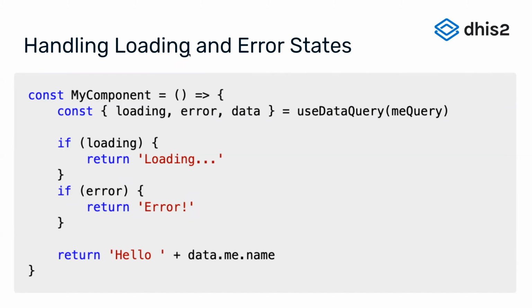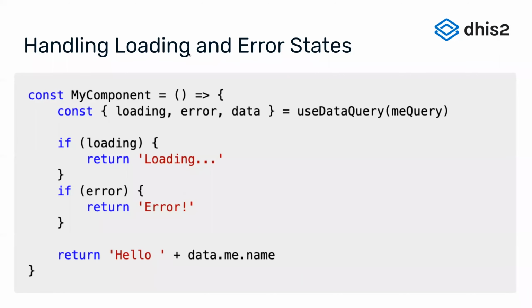The difference is that React will actually call this whole function multiple times. So the hook, the use data query hook, can actually tell React to call your function again with different responses to that hook. I'll go through how that exactly works, but basically this means that every time this function is called, it will have a specific value for loading, error, and data, but it might be called multiple times.